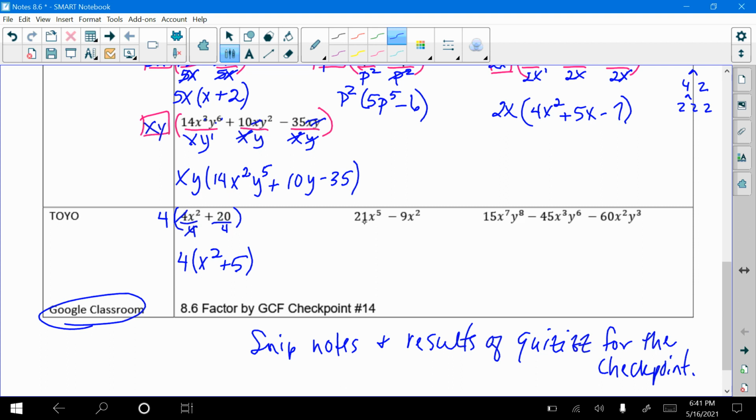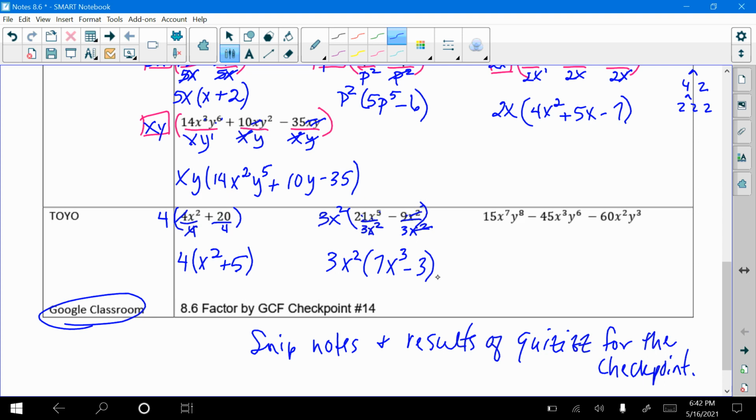The next one, I've got 21x to the 5th minus 9x squared. Number-wise, I think I can do 9. 9 can't go in 21, but 9 is 3 and 3. So I could take out a 3, and then my lowest value of x is x squared, so x squared. So take out a 3x squared. So now I have 3x squared times 21 divided by 3 is 7. I've got x to the 5th and x to the 2nd, which is going to give me x to the 3rd left over, minus 9 divided by 3 is 3, and the x squareds cancel.